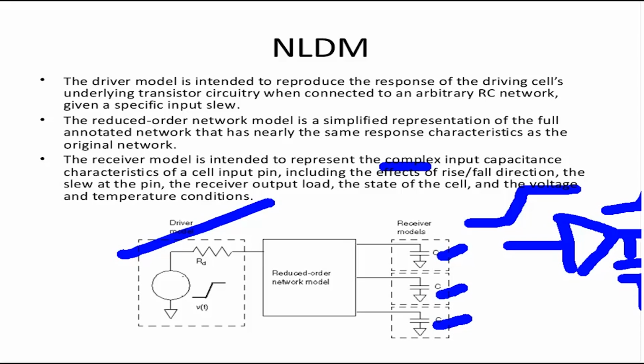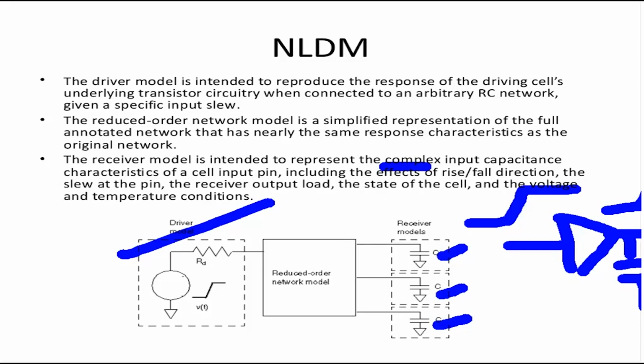So it represents the complex input capacitance of the cell input pin, of this input pin of this buffer here, including the effects of rise/fall direction, the transition at this pin (slew or transfer, same thing), the receiver output load, the state of the cell, and so many things, right? So the receiver buffer here is reduced to a single C effective value. So this value here, C, is nothing but the C effective value.